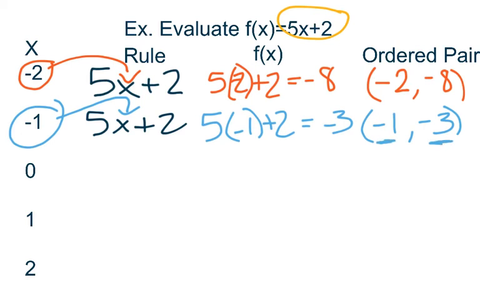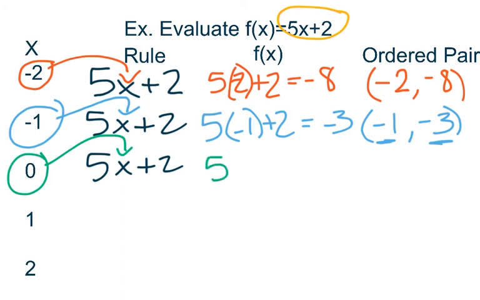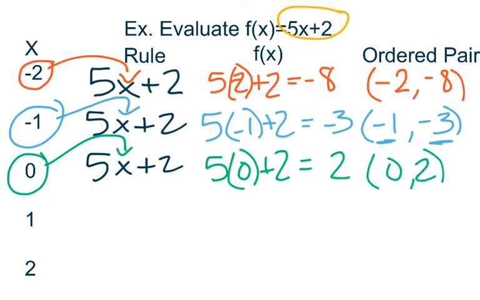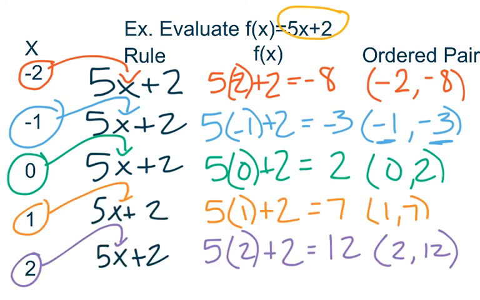Okay, I'm going to do the next one, and I'm going to let you do it. So my rule is 5x plus 2. My x coordinate is 0. I'm evaluating the function for 0, so I'm replacing the x with 0. When I do that, I get 2. That means my answer is 0, 2. All right, I want you to try the last two using the same technique we just did. So pause it, try your best.